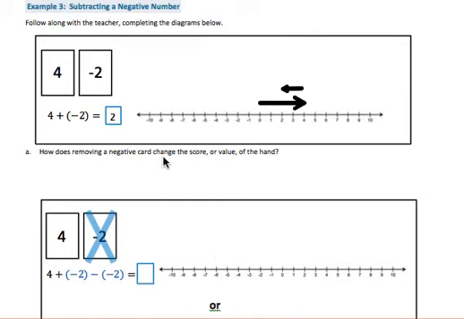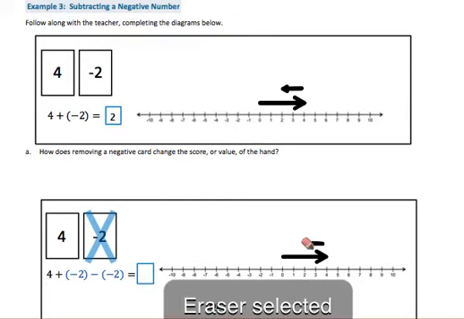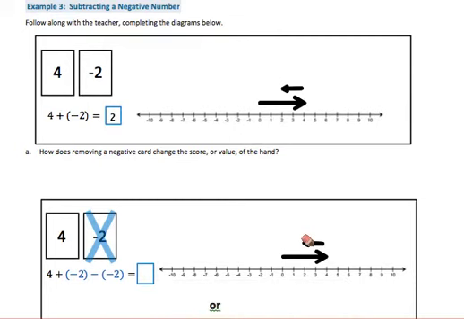Removing a negative card, we're going to take a look at what we do with that. This is similar to what we did the last time. So if we start with 4, and then we added a negative 2, that would take us back to 2. But if we removed that negative 2, if we subtract the negative 2, that would mean that we take this arrow and we make it go away.